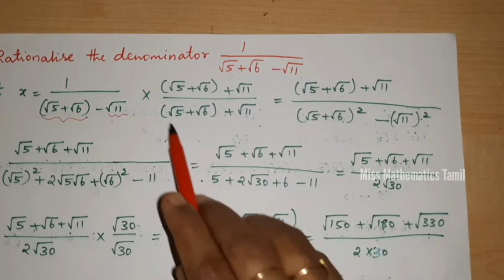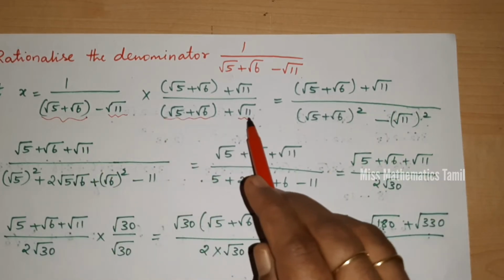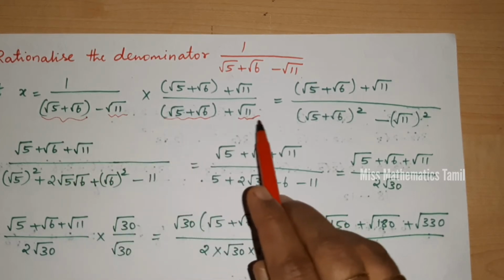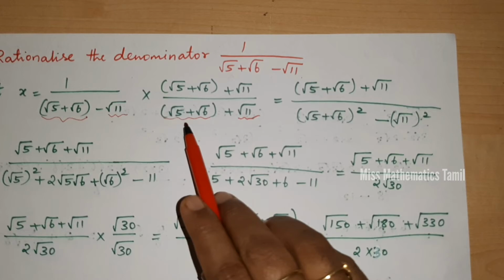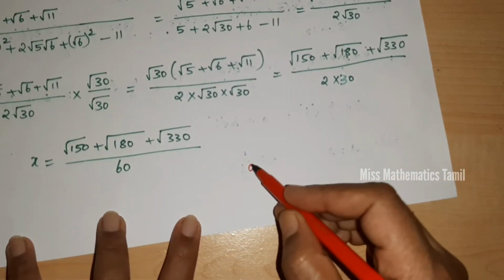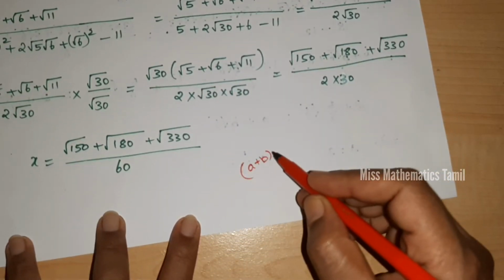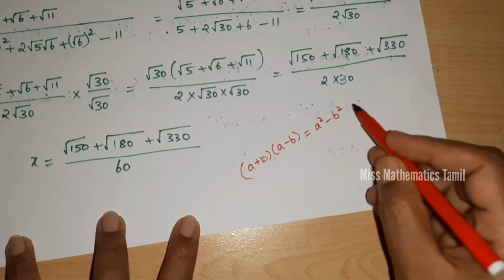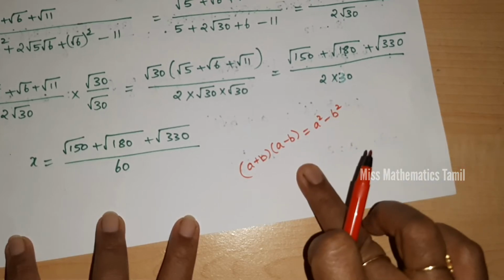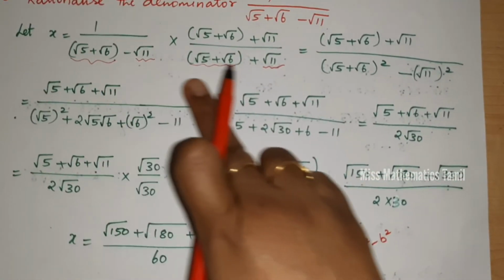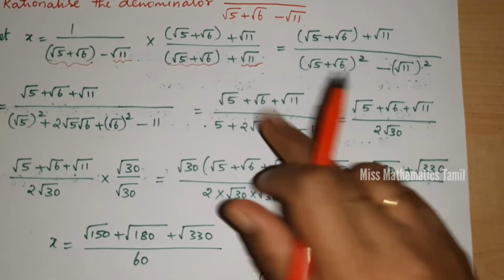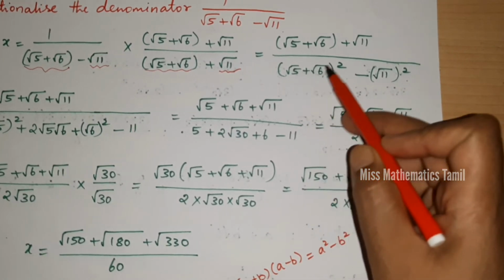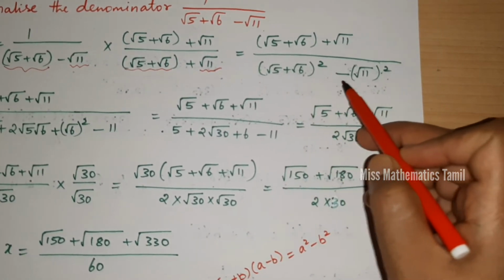So next step, 1 into this thing will come the same, right? And the denominator, what will happen? This and this, a minus b into a plus b. Okay, that identity a plus b into a minus b is equal to a square minus b square, right? This identity I am going to apply here. Okay, what is the a? Root 5 plus root 6 is a. So the whole square minus what is b?